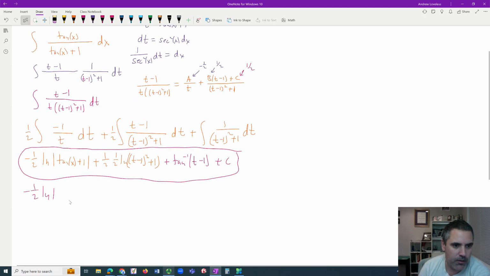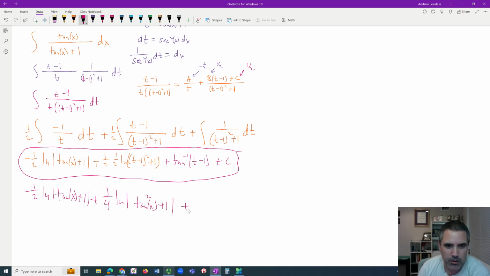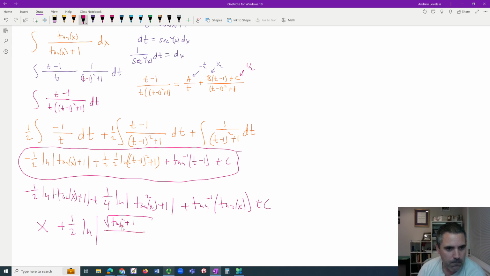So negative 1/2 the log of tangent x plus 1 plus 1/4 the log. I guess we could probably put those together in some way. But then there's, the 1's cancel, so this is just going to be tangent x squared plus 1, and then plus the inverse tangent of tangent x. Is it just x? So it's just x. So maybe this is even better. So probably if you looked online, it would be like x plus a half. They're going to factor out a half, and then they're going to write this as a square root. Oh boy. So there's a whole bunch of simplification here. You could write log of the square root of tangent squared plus 1 over tangent of x plus 1, but the top just becomes secant plus c.